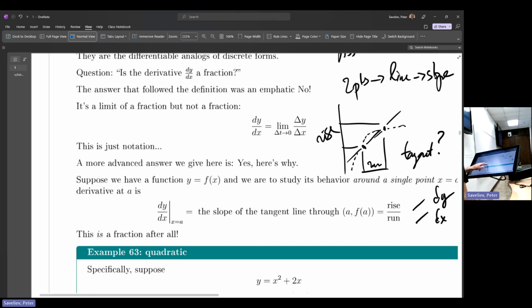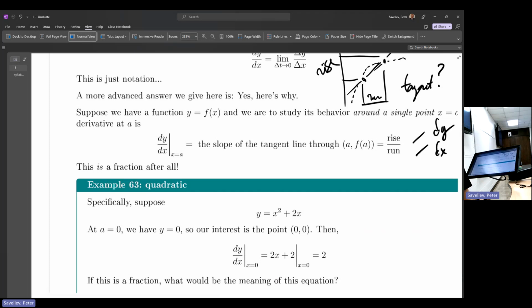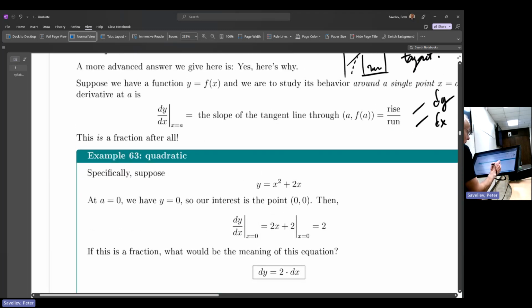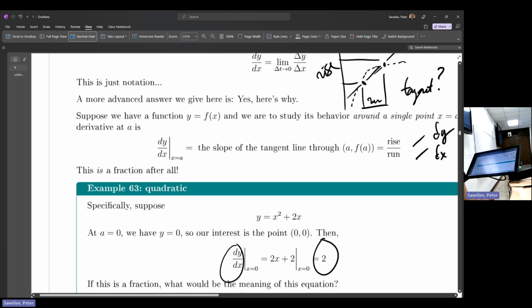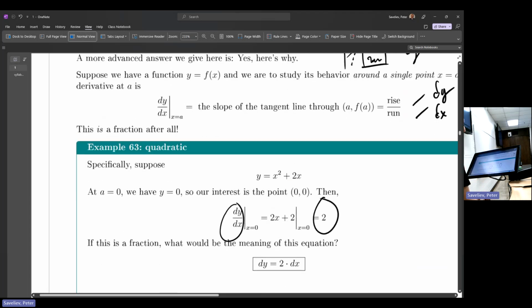So here's an example. If this function is y equals x squared, dy dx is 2x, and let's pick the point 0, 0. So dy dx is 2. The derivative is 2. Once again, that's the computational calculus 1. And now if dy dx is a fraction, then to demonstrate that, we treat it as a function and write y is equal to 2 dx.